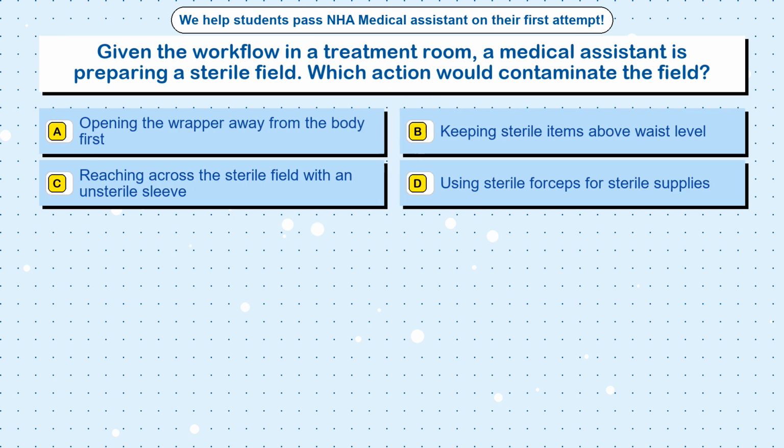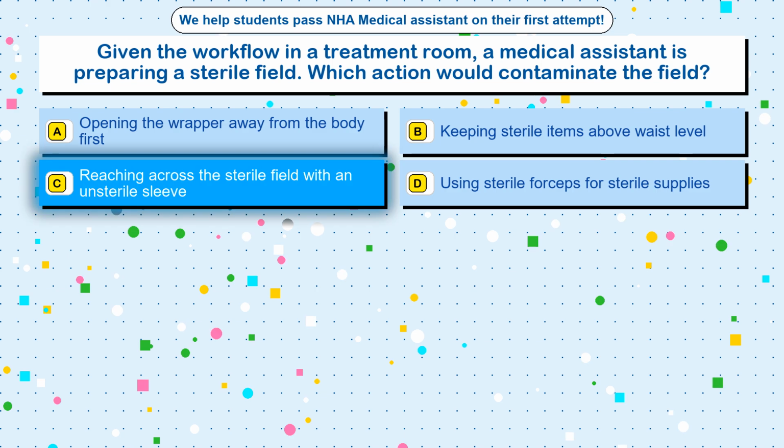Question 71. Given the workflow in a treatment room, a medical assistant is preparing a sterile field. Which action would contaminate the field? Option A. Opening the wrapper away from the body first. Option B. Keeping sterile items above waist level. Option C. Reaching across the sterile field with an unsterile sleeve. Option D. Using sterile forceps for sterile supplies.